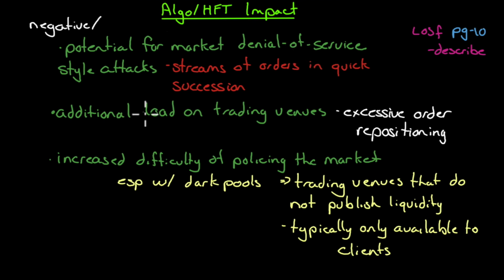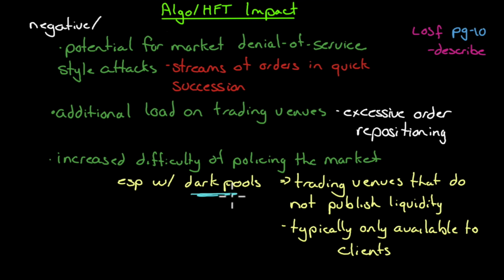Additional load on trading venues. So if you have high frequency trading and there are algorithms that are placing orders and canceling them, or responding to every change in the bid offer, you will have excessive order repositioning. All that book has to be repositioned, so every time a bid or an offer changes, some of these algorithms might then do something. So then there's a whole bunch of repositioning that has to be done in the book. Increased difficulty of policing the market, especially with dark pools.